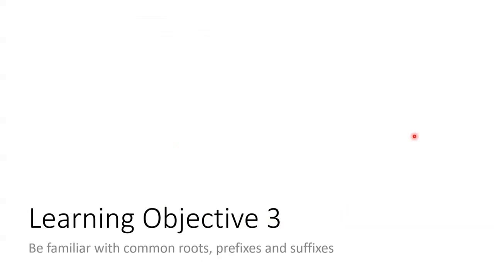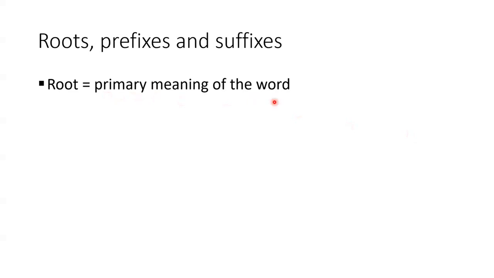Now our final learning objective for this nice, short and sweet first lecture, and it's learning objective number 3, to be familiar with common roots, prefixes and suffixes. So roots, prefixes and suffixes are simply just parts of a word. A root is the primary meaning of the word. So for example, the root gast refers to the stomach. So whenever you hear gast something, you know that it has something to do with the stomach. So think about the gastrointestinal system. It involves the stomach and the intestines.